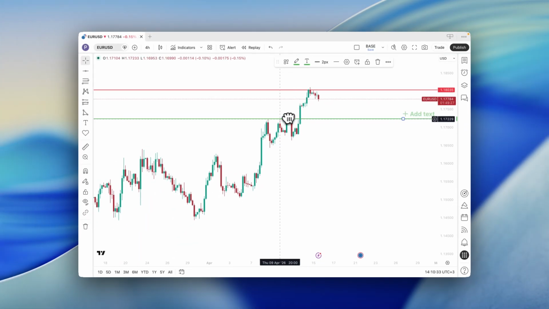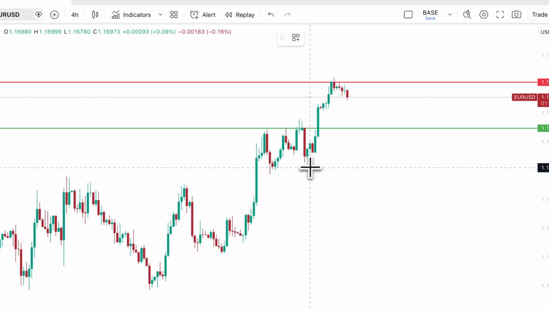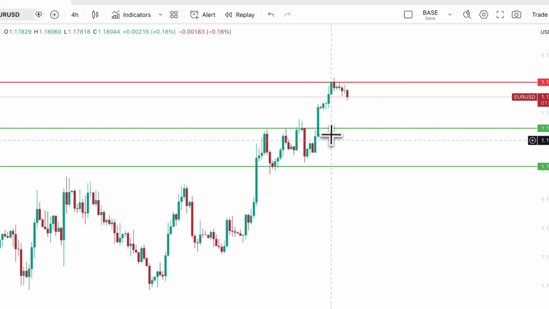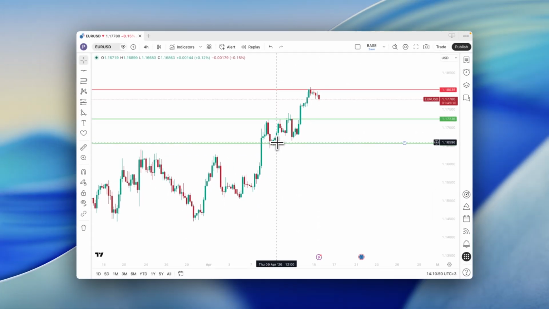The reason I placed it here is because you have another touch showcasing heavy resistance, which once broke up, if it does come back down, could be tested. So this is, let's say, R1, S1, and then let's place RS2. So giving it some space to move, I could place my S2 here.